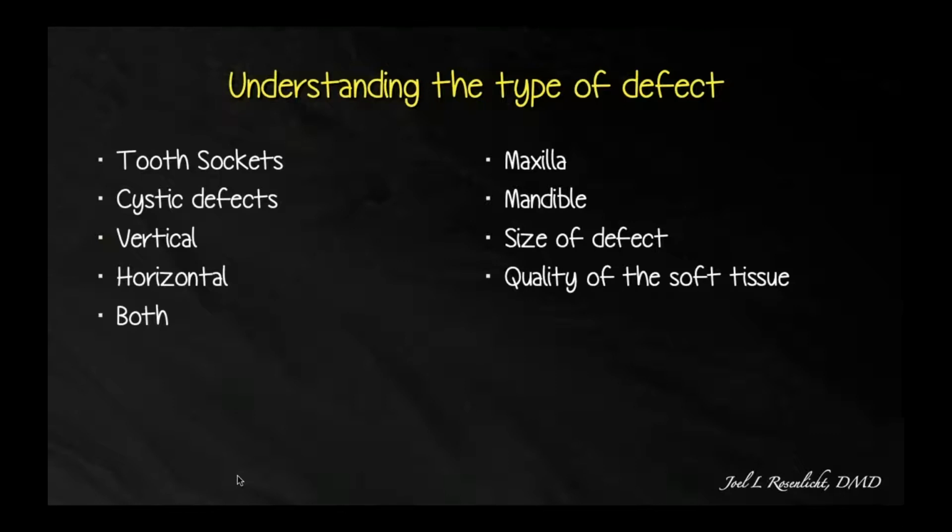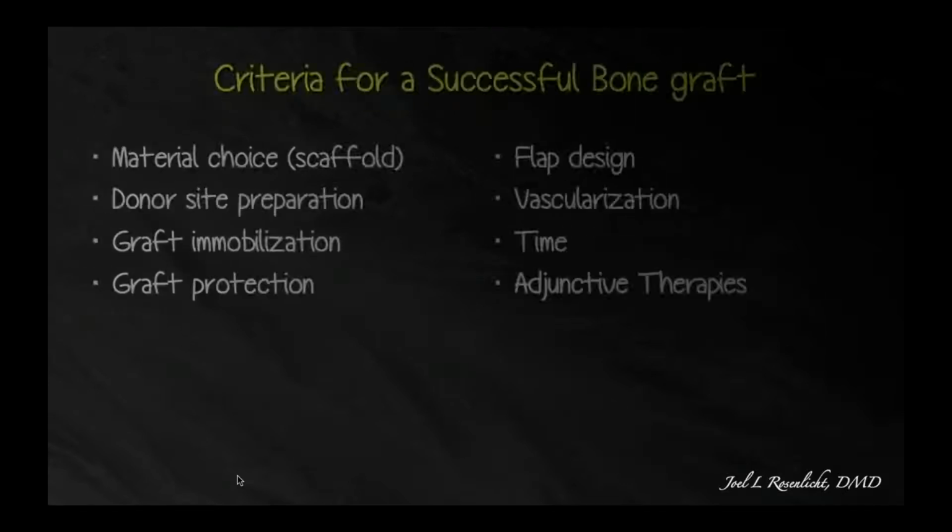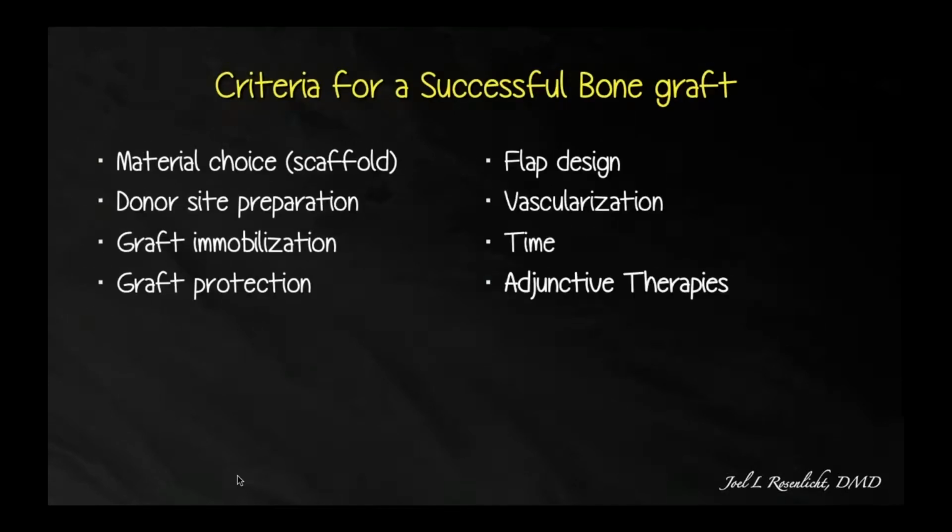And something that's not considered often enough, in order to have a successful outcome for most of our grafts, we need to have good quality soft tissue. We need to make sure that our grafts are protected and we're able to get a non-tension closure, protecting that graft. We also want to immobilize that graft, just like we want to immobilize our implant, because that's what's going to be important for a successful bone graft to take place.